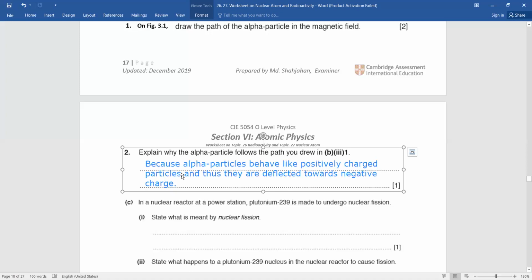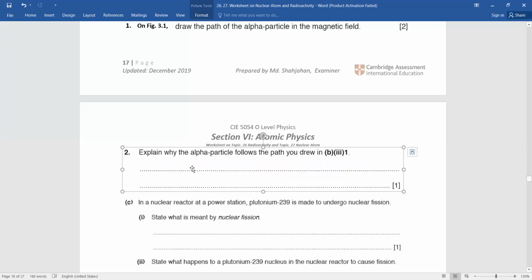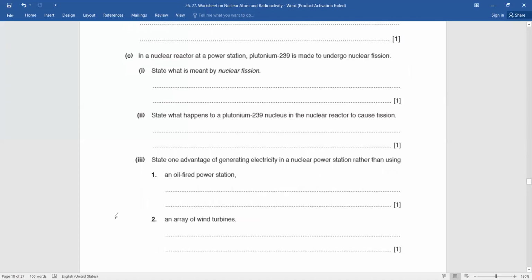If you are writing only till this much, because alpha particles behave like positive particles, for that one also you'll get marks, because in the mark scheme that is also mentioned. Okay, is it clear now? Write yes, because alpha particles behave like positively charged particles. Yeah, positively charged. Now continue this.